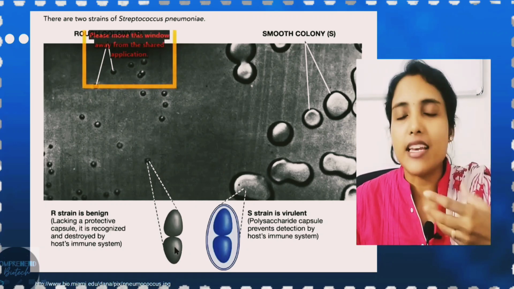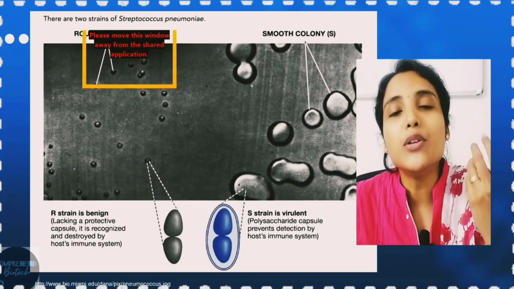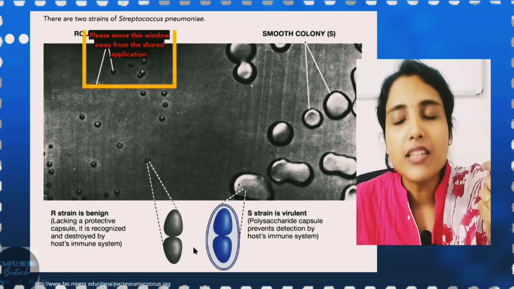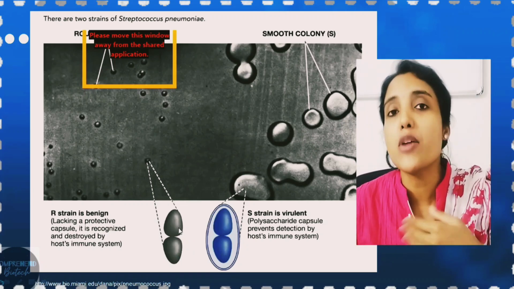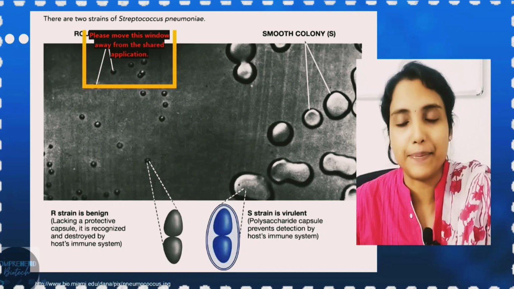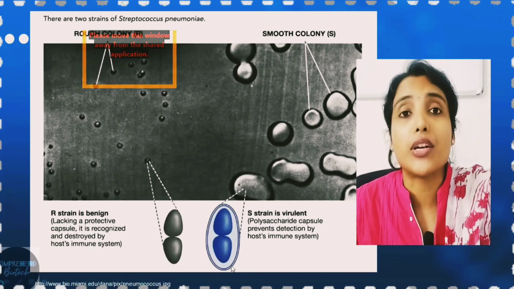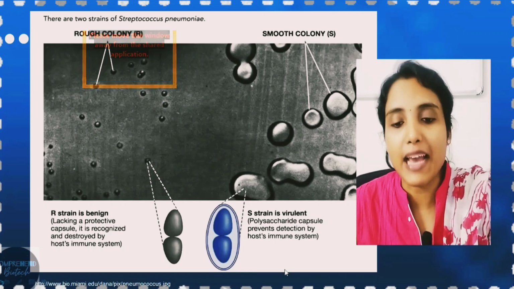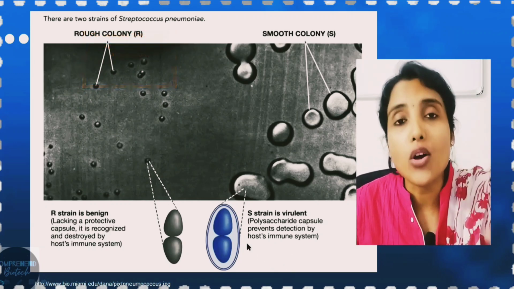And one more major difference was that because it lacked a protective capsule, whenever R strain enters any organism, maybe humans, it is not able to infect, because the moment this bacterium enters our body, it can be destroyed by our immune system. Right? But S strain is not like that. S strain has a protective coating, right? Polysaccharide capsule. So it is a virulent type of strain. Okay, that means it can cause infection.